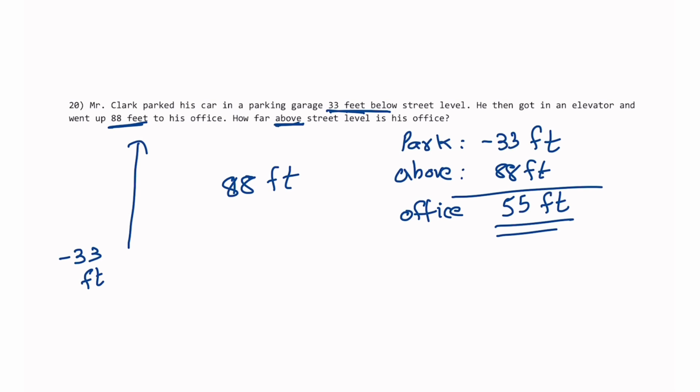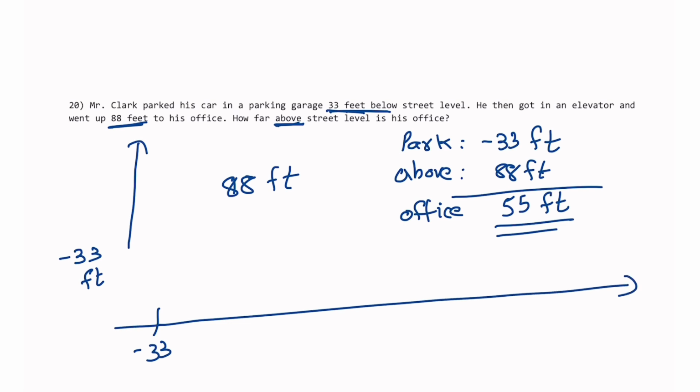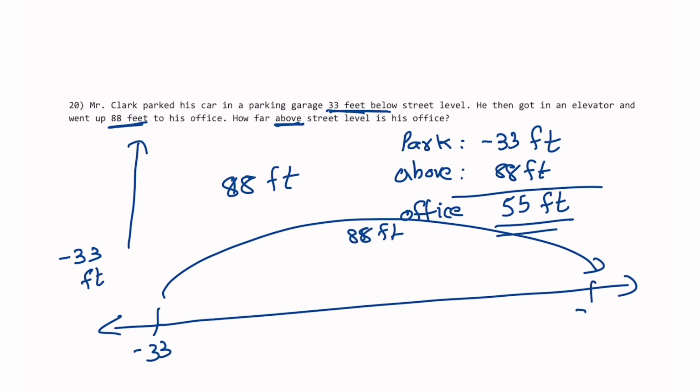So if you want to do it on the number line, it's basically like you are here at minus 33 and you go like this. You take a jump there, right? So your jump has to be 88 feet. So where does it reach? So it reaches at 55. So that's how you solve this question.